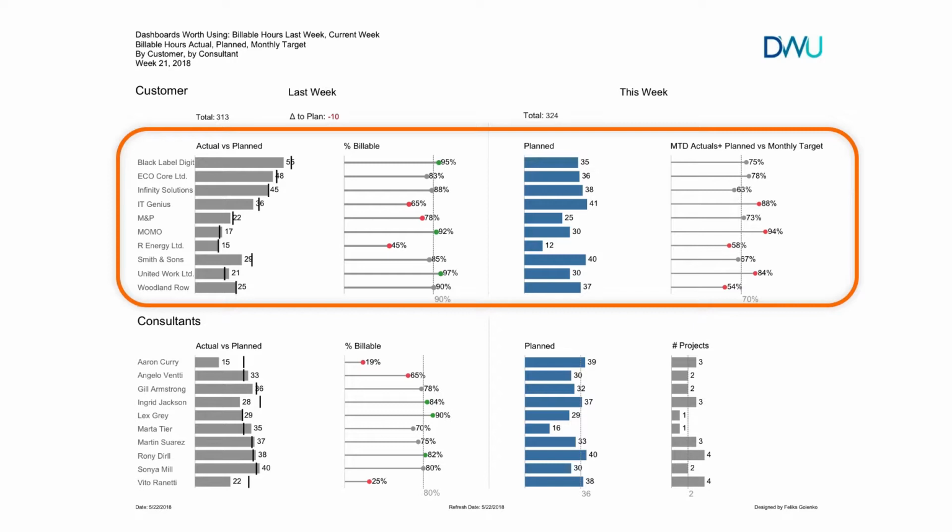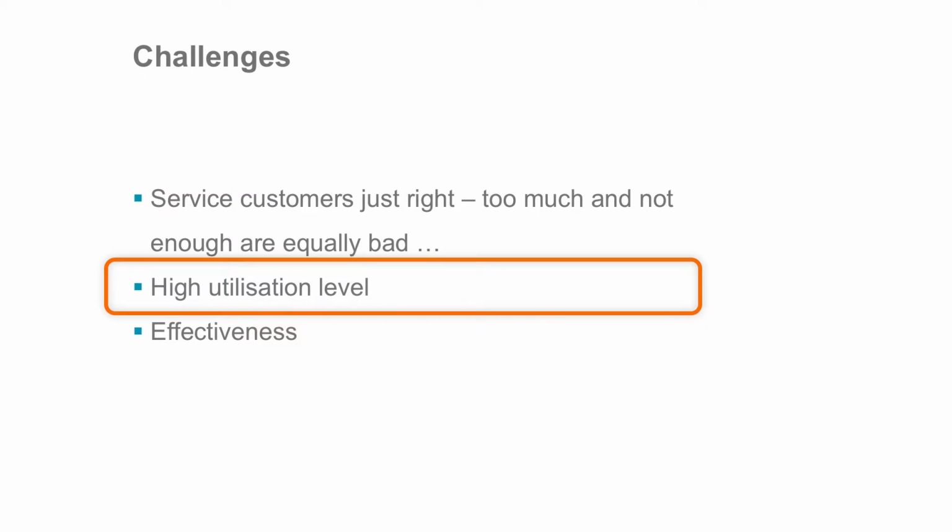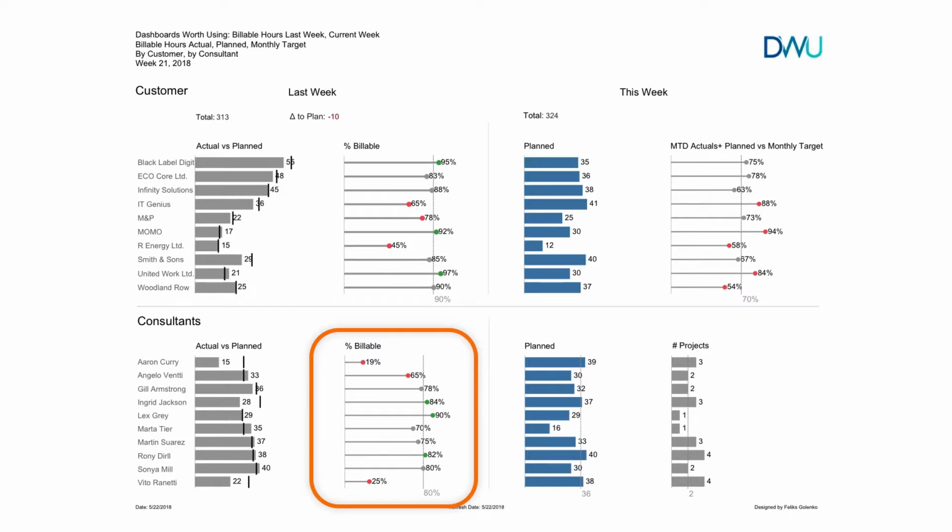But this week's charts, the 2 charts on the right, tell us exactly, okay, this is what we have planned. And the last chart on the right side tells us what the impact of our planning and month-to-date actuals is. We would like to have a high utilization level. How can we make sure of this with this dashboard? First of all, we look at the previous week. What was our utilization level in the previous week?